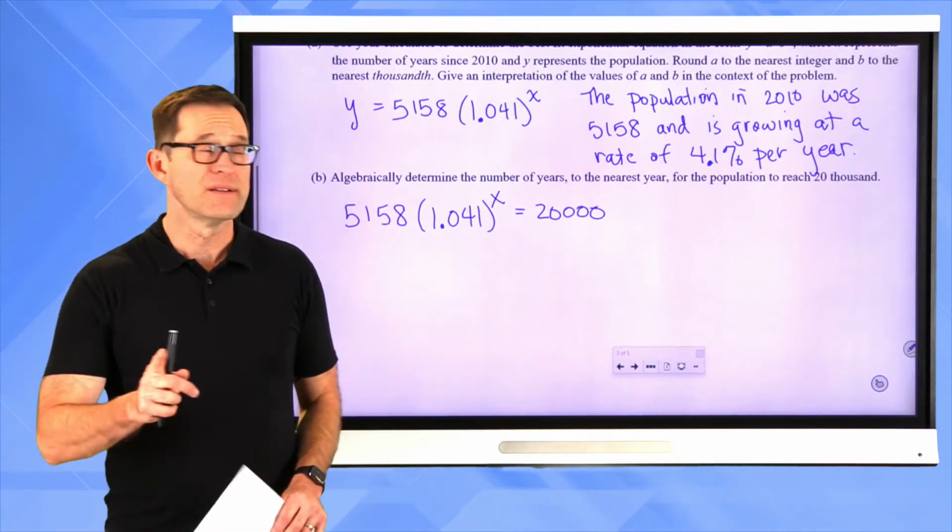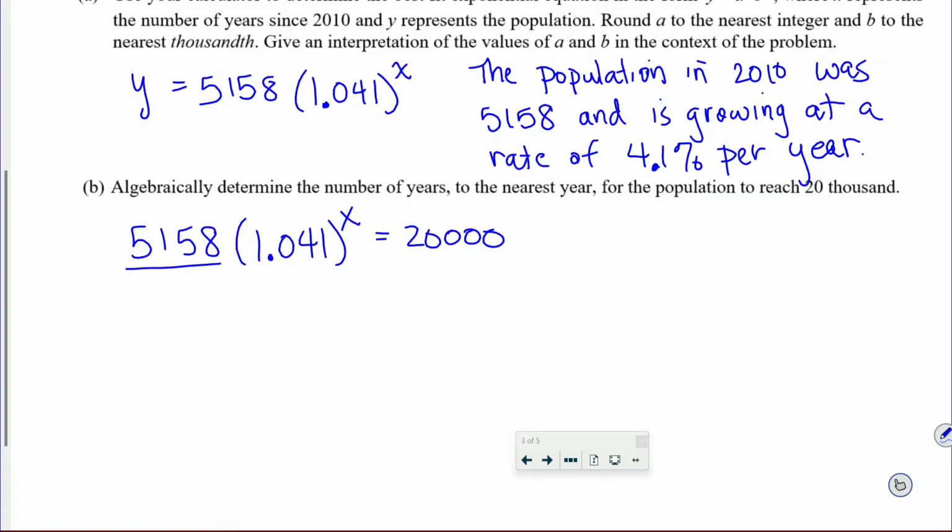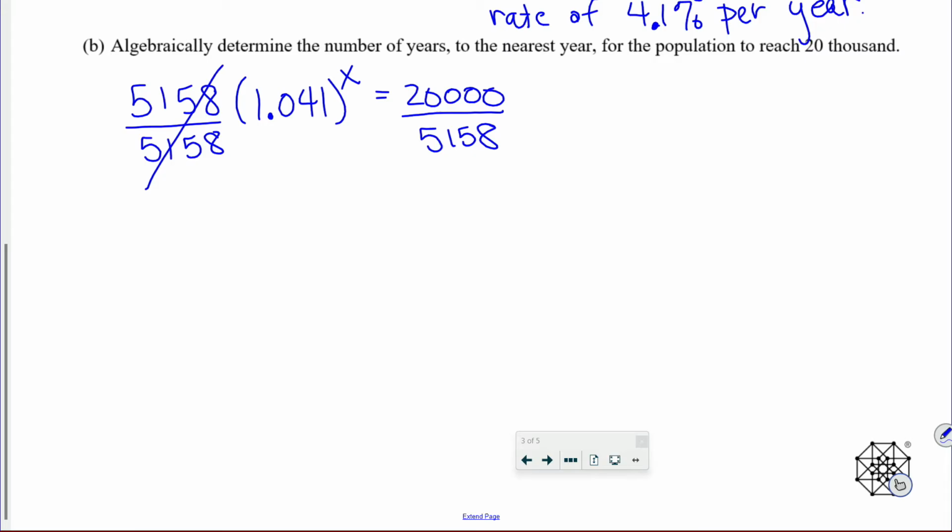All right, let's do it. So the first thing I'm going to do is divide both sides by 5,158. Great, that gets rid of that. So now I have 1.041 to the x is equal to 20,000 divided by 5,158. Remember, I'm not going to even think about what that ratio is. I'm now going to take the logarithm base 1.041 of both sides.